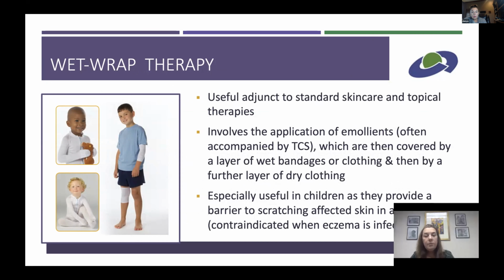Now, wet wrap therapy is a therapy that is often used in coordination with standard skincare and topical therapies. It involves using that emollient and then covering with a layer of wet bandage or clothing, and again, sleeping in that on an ongoing basis. And especially this is very useful in children because it keeps them from scratching and itching throughout the night.